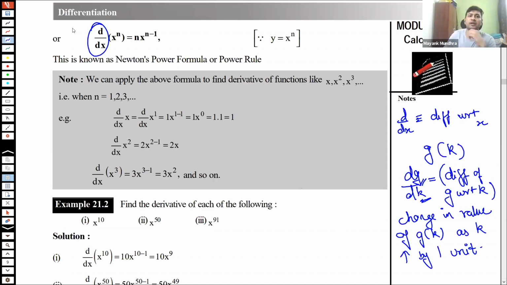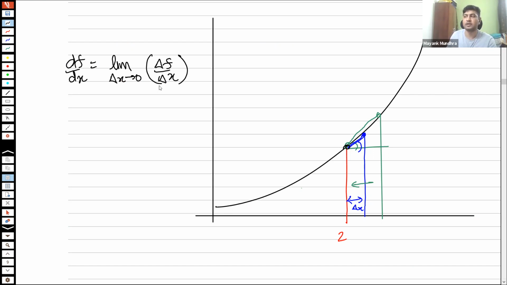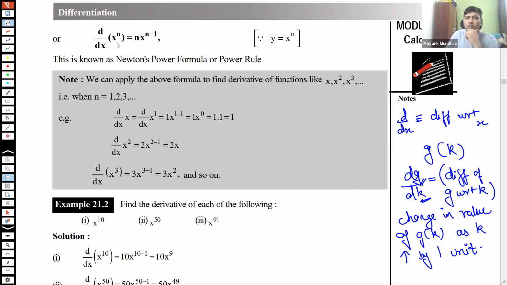So writing d by dx of x to power n, what I'm saying is consider the function x to power n, and then tell me what is going to be its slope. D by dx is nothing but the slope of the function at that particular point, this point. So what I'm asking is, what is the slope of this function x to power n at any point x?